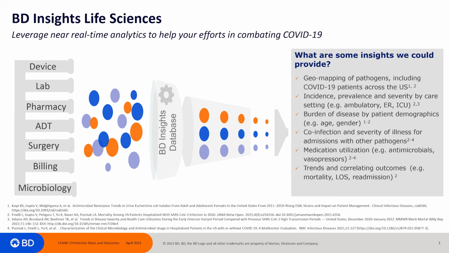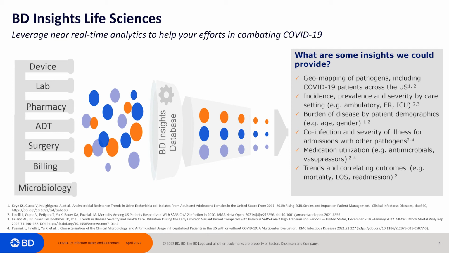We link it at a patient level that is de-identified. But what's unique is also that we normalize the data to a common standard. What that allows us to do is what's on the right, doing geospatial mapping of pathogens, including COVID-19 across the U.S. We were able to look at incidence, prevalence, and severity of care, look at burden of disease by patient demographics. We'll be sharing some of this data, co-infections and severity of illness of admissions and why that's important.